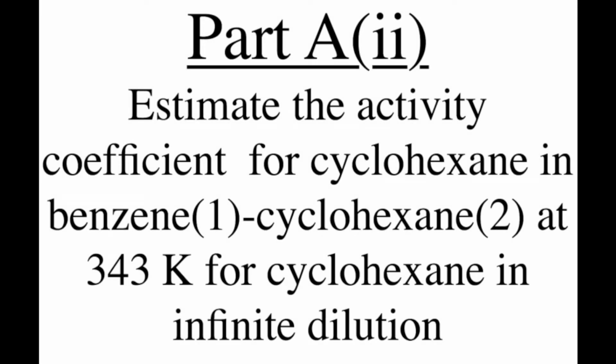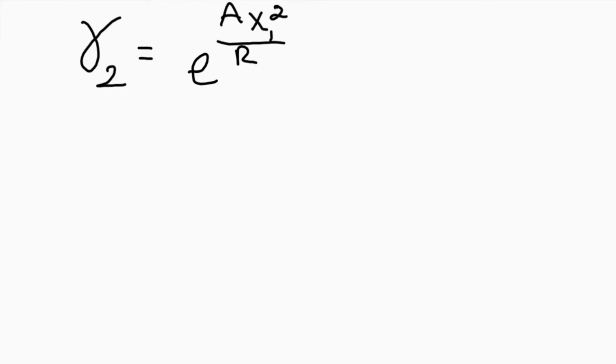Part A2. Estimate the activity coefficient for cyclohexane in benzene (1), cyclohexane (2) at 343 Kelvin for cyclohexane at infinite dilution. So, looking at part B, we know that the activity coefficient is equal to e raised to the A times the mole fraction of 1 squared all over R times T.